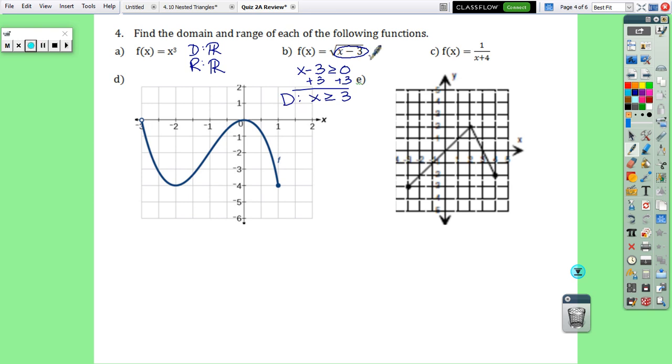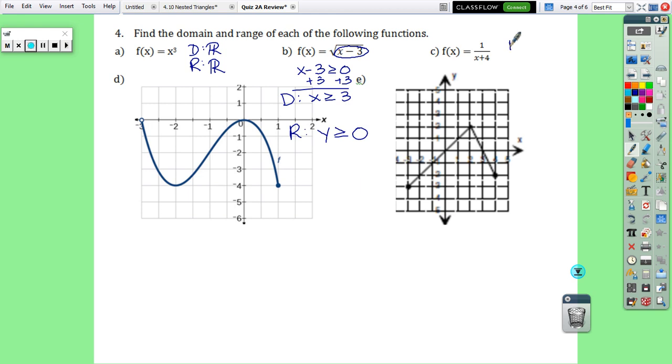And for the range, we know that if we put a positive 3 or above in here, what we're going to get under here is 0 or above. And when we take the square root of a number, we can't get anything less than 0. So our range is that y has to be greater than or equal to 0.